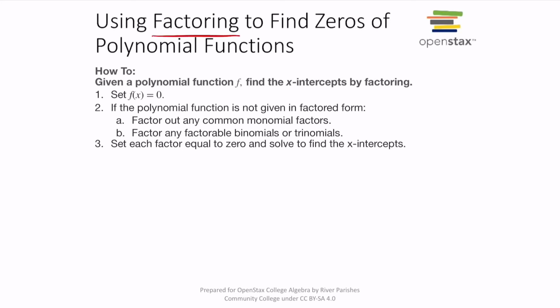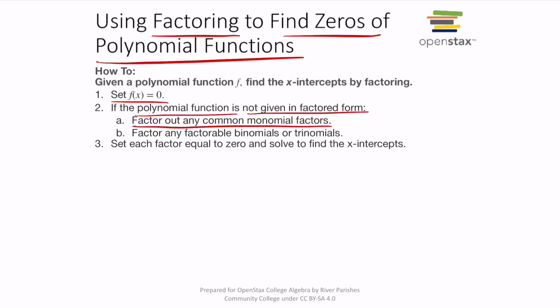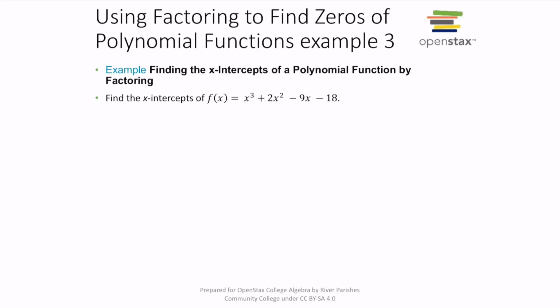Next, how to use factoring to find the zeros of polynomial functions. Let's start with the first thing: set f of x equal to 0. Now if the polynomial function is not given in factored form, factor out any common monomial factors. Second, factor any binomials or trinomials. Finally, set each factor equal to 0 and solve to find the x-intercepts.